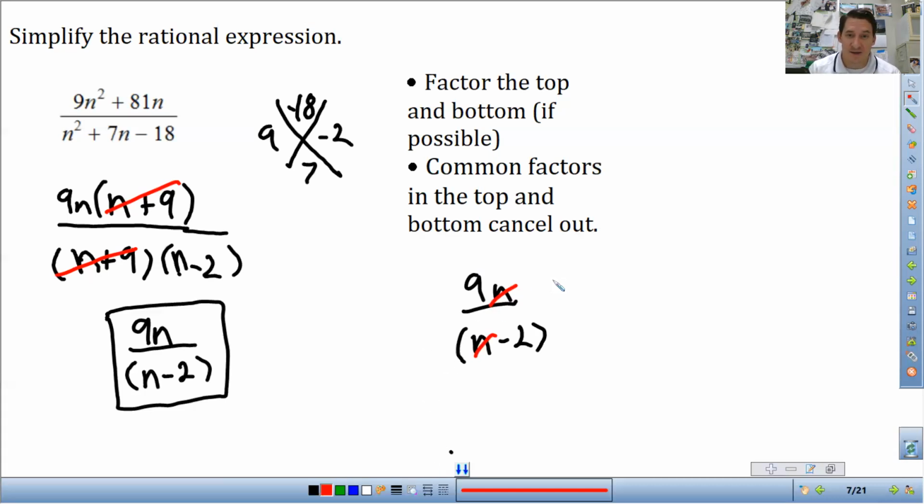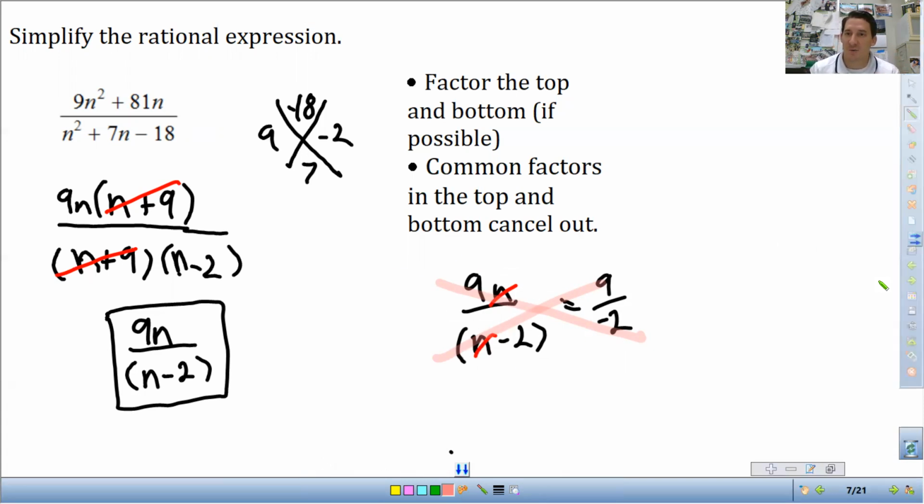But this, right? So kids will say, oh, it all simplifies down to 9 over negative 2. This is no good. Don't do that, right? Since this n is inside the parentheses, it is protected. It doesn't cancel out. It'll only cancel out if there was an n minus 2 on top.